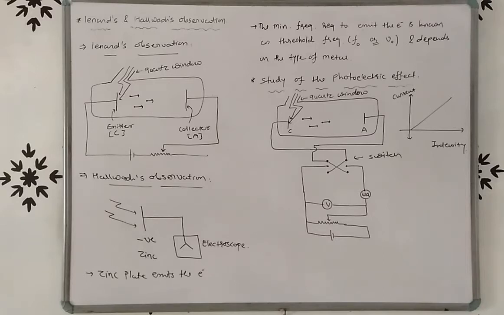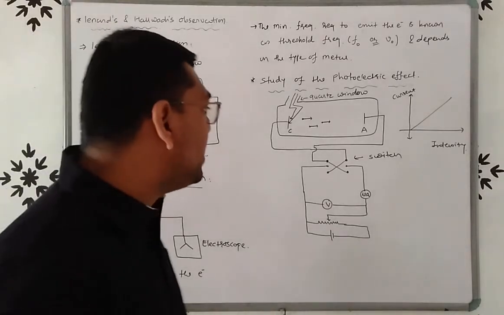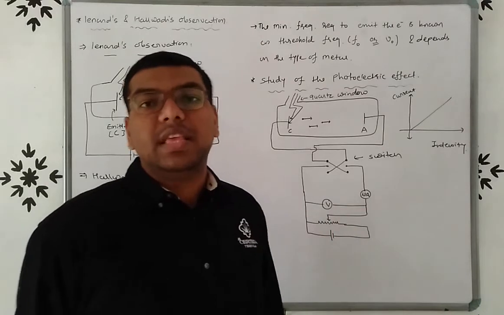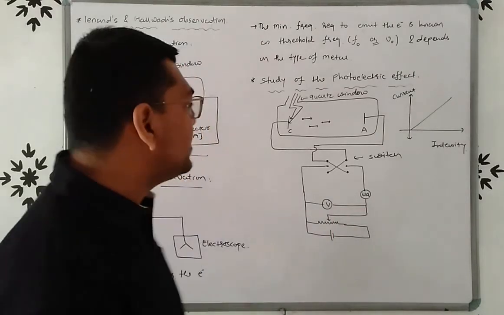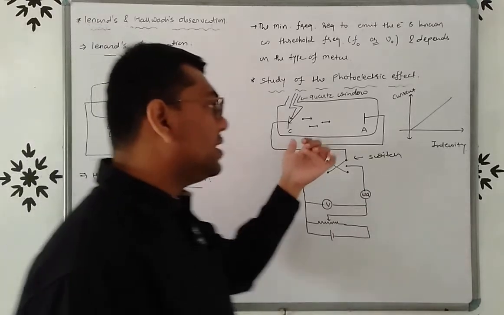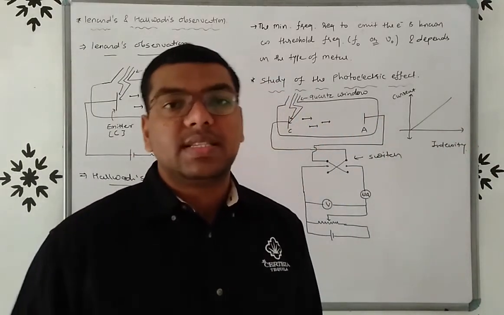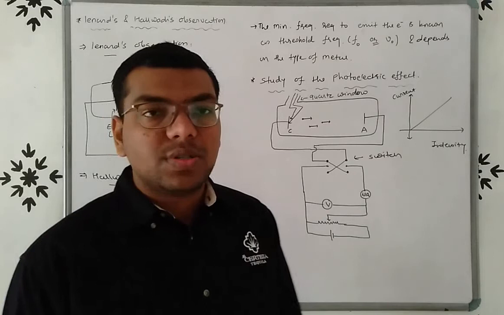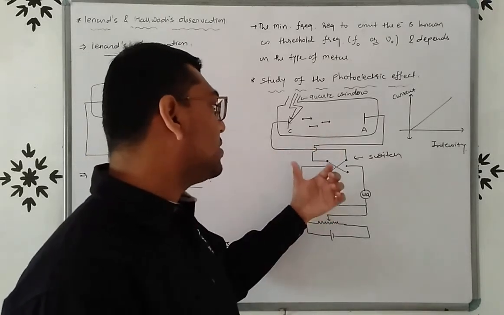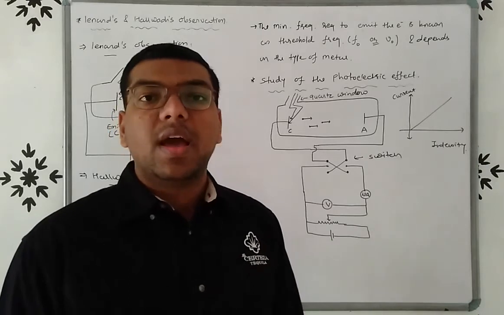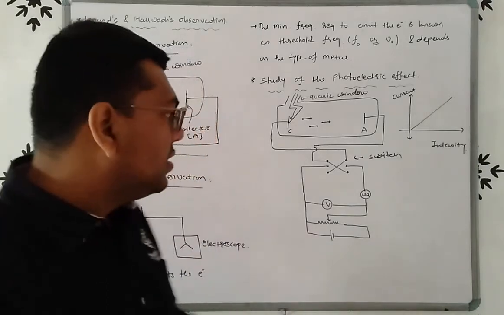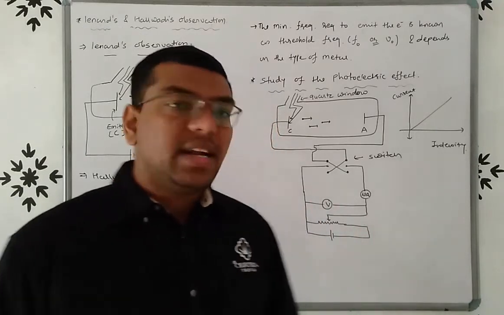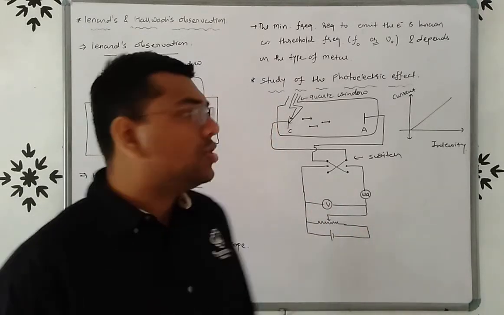So once again I repeat friends, as shown in the figure, the two metal electrodes are kept opposite in the evacuated tube, or you can say in free space. One electrode is known as the emitter, and the second electrode is known as the collector. Here we apply the potential difference to these electrodes. These electrodes are connected to the commutator switch, micrometer and voltmeter. This micrometer is used to measure the current, and the voltmeter is used to measure the voltage.